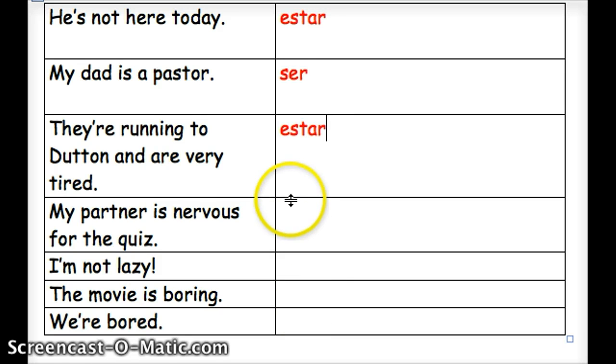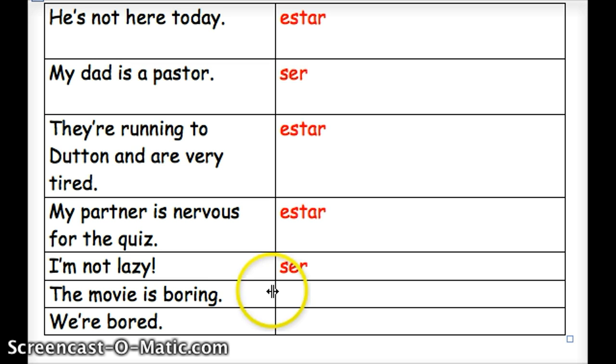All right. My partner is nervous for the quiz. Being nervous is not a location. It's not a physical condition, but it is an emotion. So you would use a form of estar to say is. I'm not lazy. This one was part of your pronunciation words for last chapter. No soy perezoso or no soy perezosa if you're a girl. And you would need a form of ser here because we're not talking about location, emotions, or a physical condition. We're talking about a personality trait, something that makes the person who they are. In this case, what they are not.